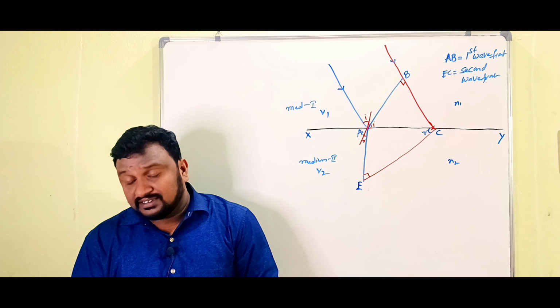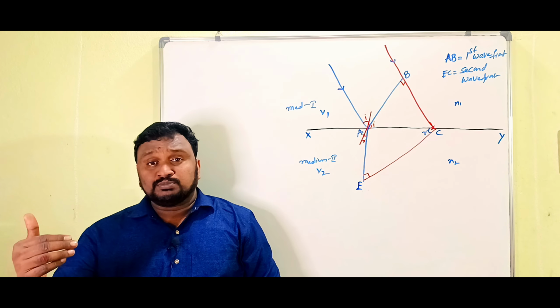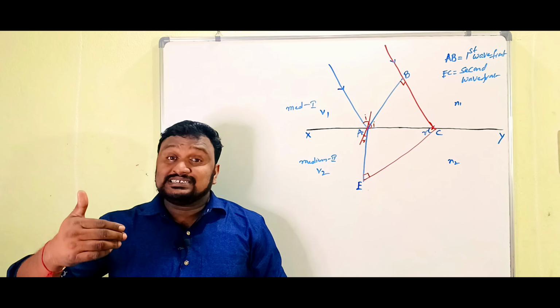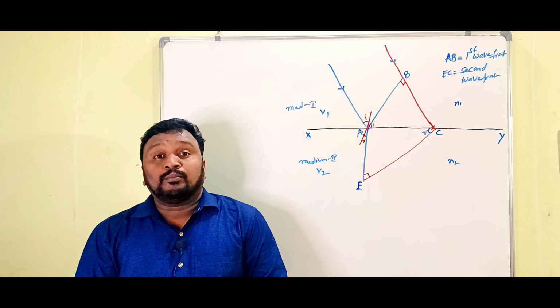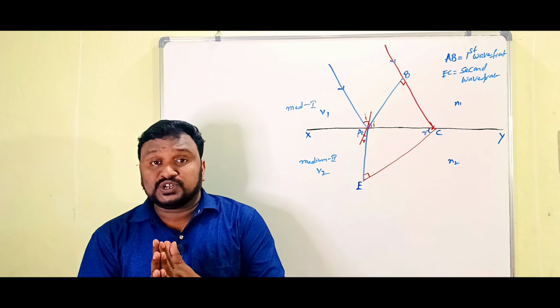Refraction of light. So what is refraction of light? When a light ray is moving from one medium to another medium, then the light ray can bend at the interface because of change in velocities. That is what we call refraction of light.